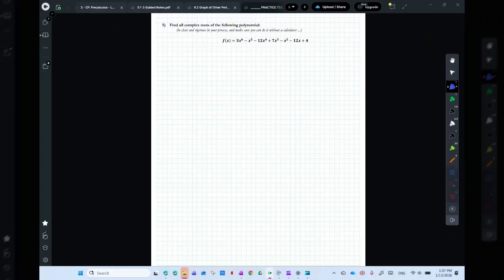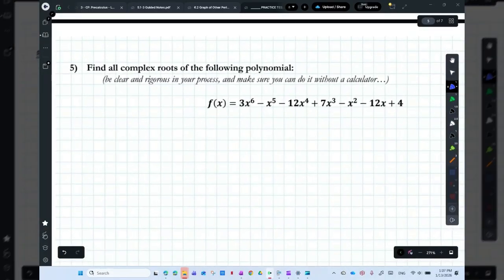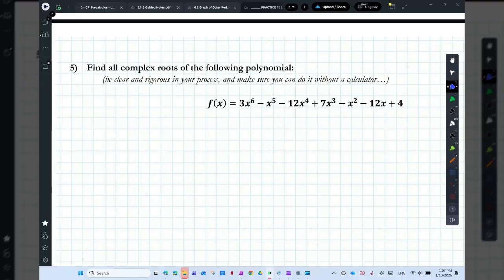Question number 5. I have a polynomial of the sixth degree given, and I need to find all the complex roots, real and not real. For that, I am going to use the rational zeros theorem.